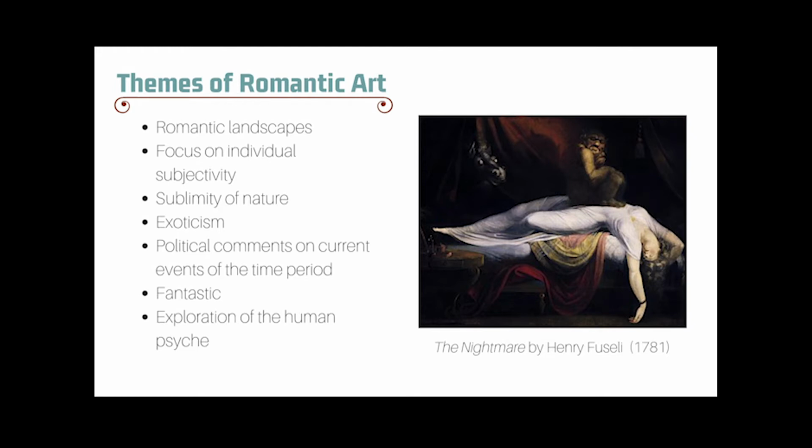So when looking at these paintings, you really have to make sure you know the other kinds of signs of these paintings to determine their time period. We can also look at the sublimity of nature, just like the sublimity of nature that we focused on in Frankenstein, this kind of sublime focused on depictions of nature. We also have political comments on current events of the time period. Several paintings use their artwork to comment on significant happenings during this time period, and we'll actually look at an example of this later.